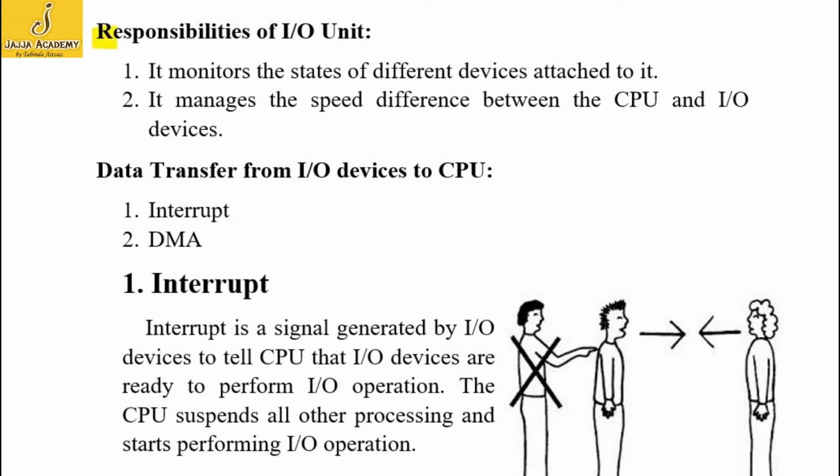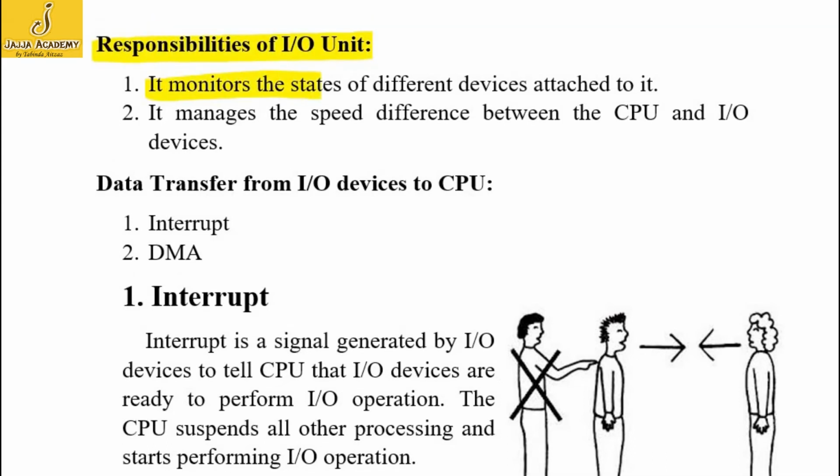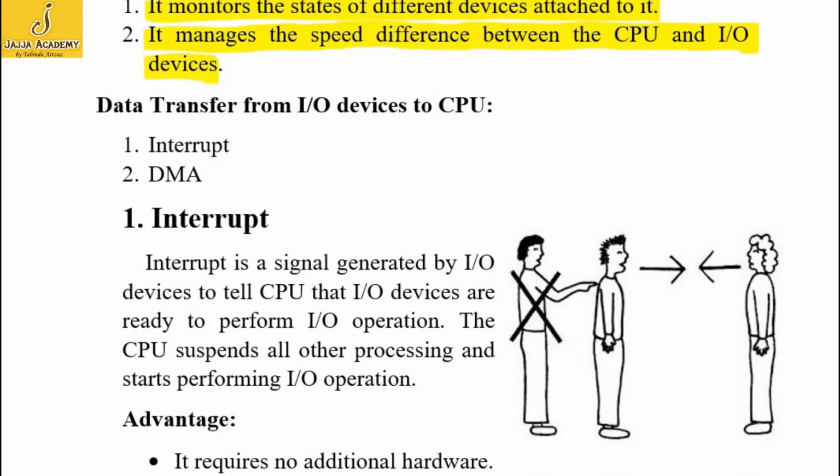The main responsibilities of the I/O unit are that it monitors the state of different devices attached to it and it manages the speed difference between the CPU and input-output devices. Now let's discuss how the data is transferred from I/O devices to the CPU. There are two ways to transfer data, by using interrupts and by using DMA. DMA stands for Direct Memory Access.